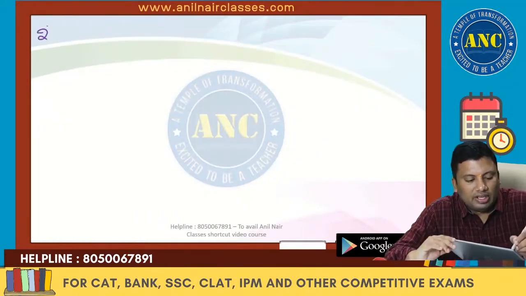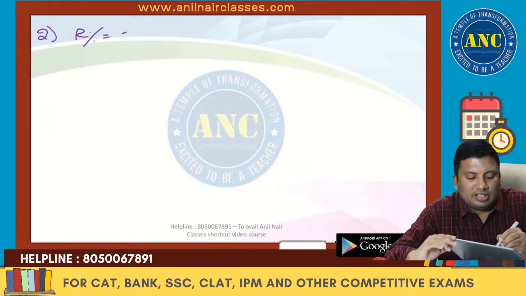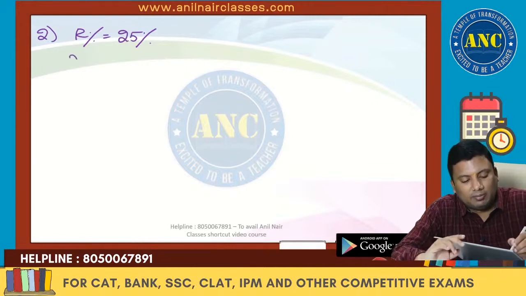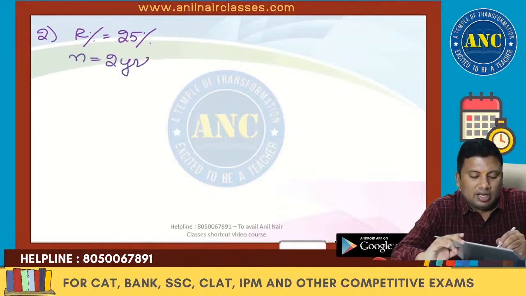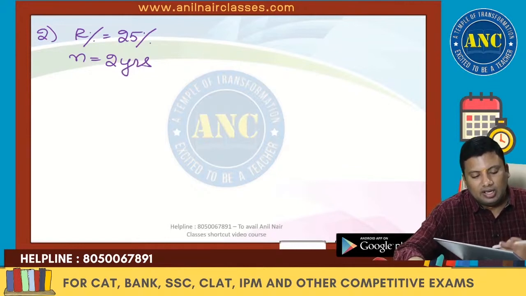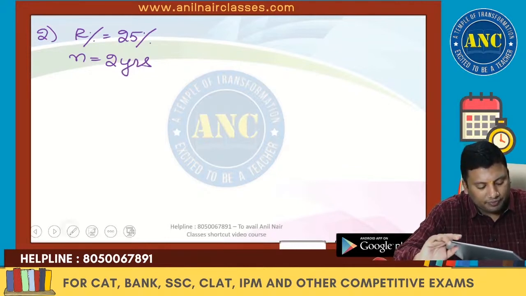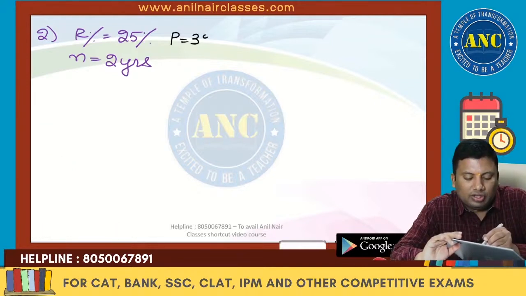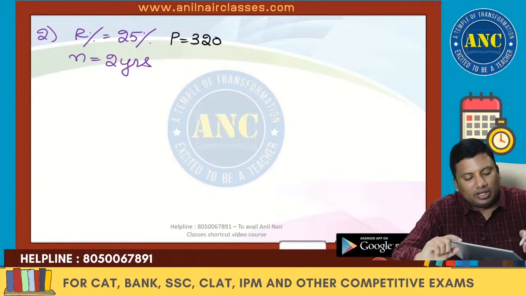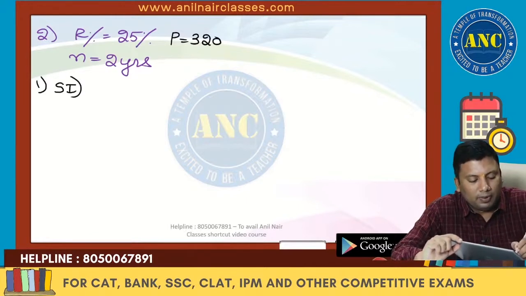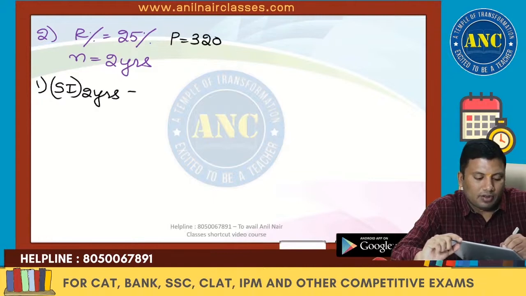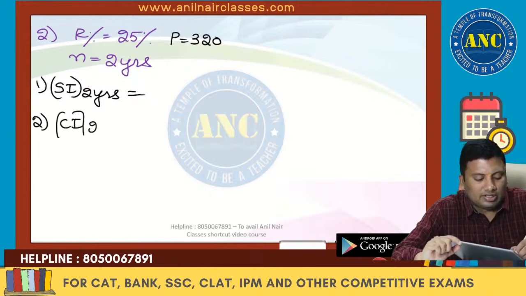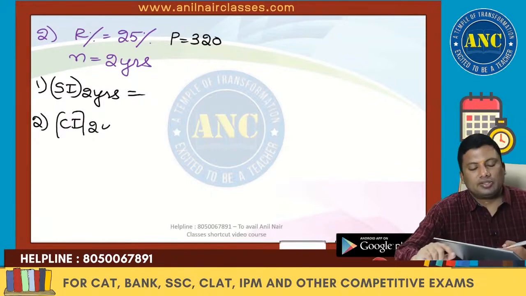Second question, some foundation questions. R percentage is nothing but 25 percentage. N is nothing but 2 years. P is nothing but 320. First question, simple interest for 2 years. Second question, compound interest for 2 years.